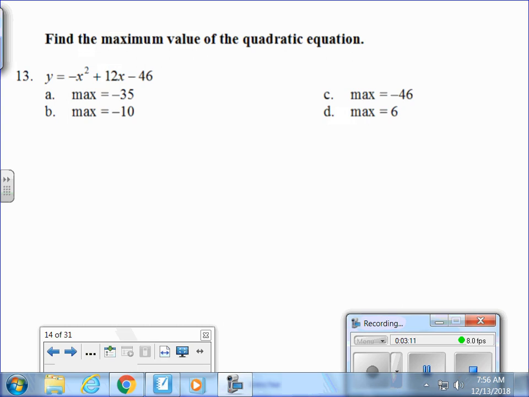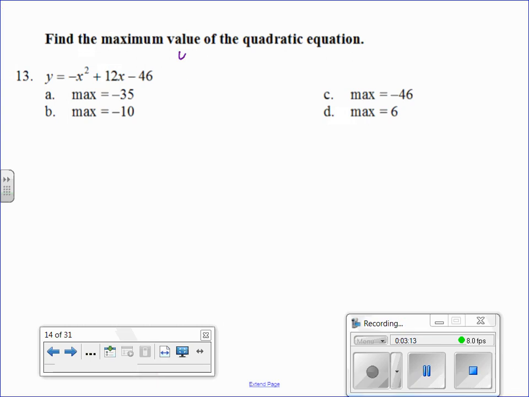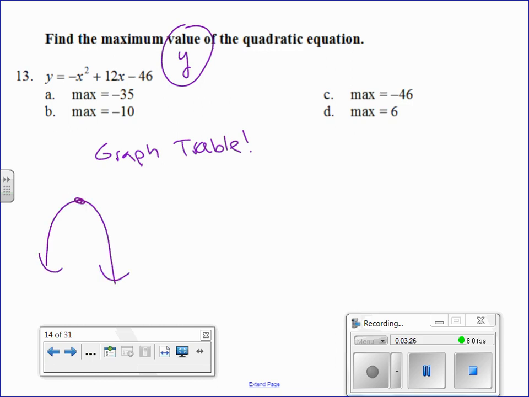They're asking for the maximum value. Now when they say value, that's a y value. My advice would be to graph this one and then scroll up and down the table for the maximum y value that you find. It's always going to be the vertex because this is a parabola opening down. So let's just graph it and look for that vertex. Use a table to do that.